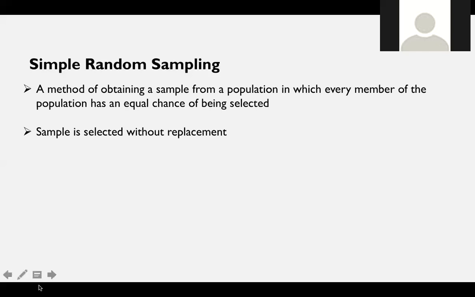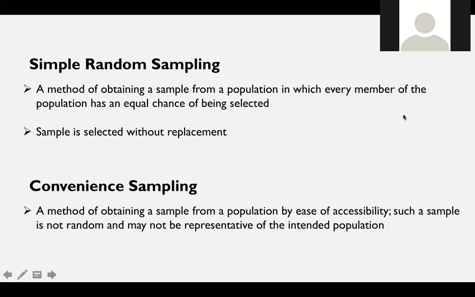And then the opposite of that is convenience sampling, which is a method of obtaining a sample from a population by ease of accessibility. So it's much more convenient for the researcher to get their data, instead of going out to get data that is accurate and just better data, instead of kind of just being lazy and getting data that's easy to reach. So convenience sampling data is not random and is mostly not representative of the intended population.